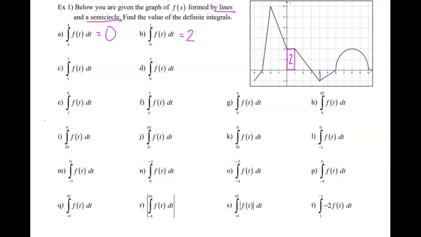From 1 to 3, so we're looking at this triangle region right here. It's a triangle, so 1/2. The base is 2. The height is 2, and so 1/2 of 4 is 2. We're above, the area is above, and our limits go forward. So I'm going to write this here as well. Part D, we want from 0 to 3. So from 0 to 3, since those two areas are connected, we can add them together.